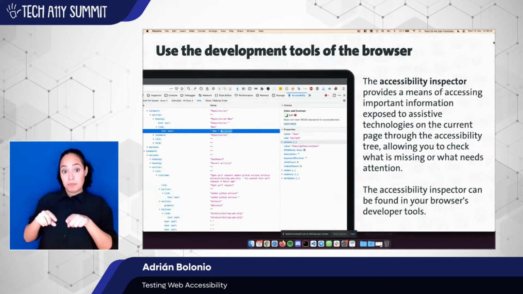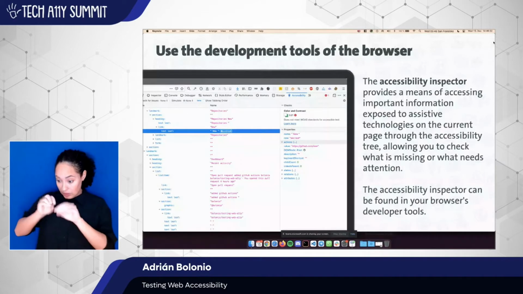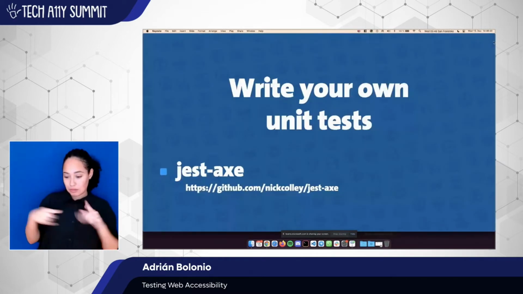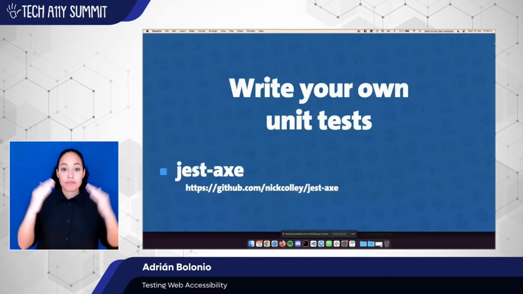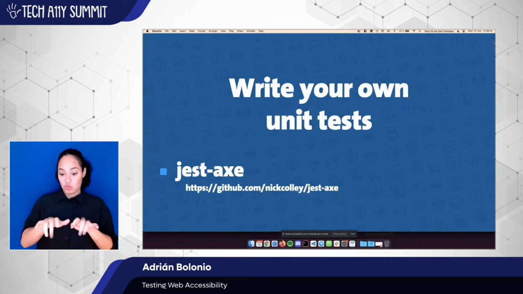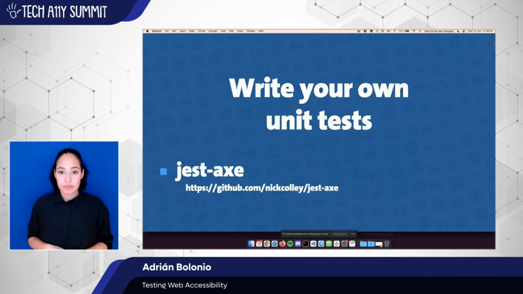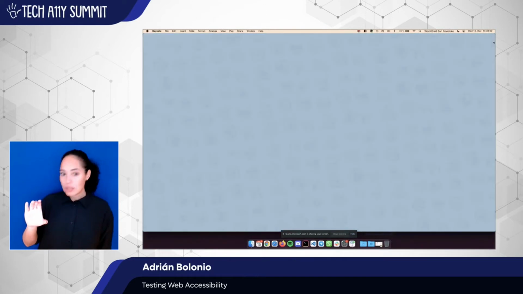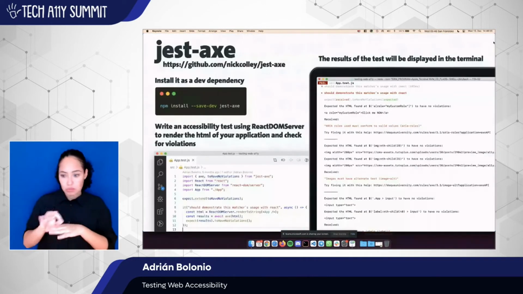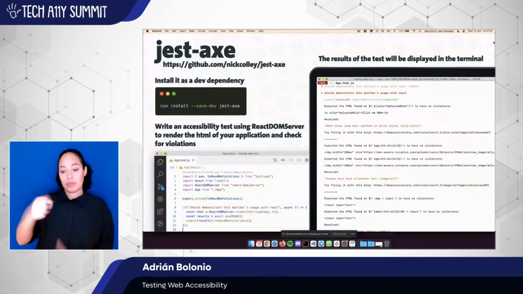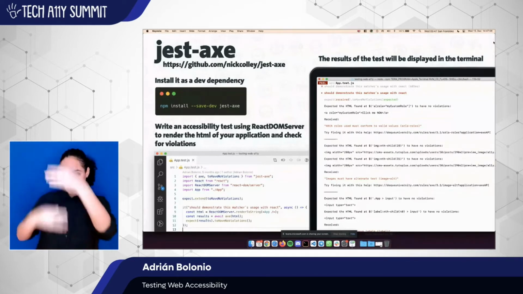The next one is write your own unit tests. I think it's very important to test your code, and writing unit tests for your atomic components or your atomic functions and methods is very important as well. So in this case, I'm using Jest. Jest is a JavaScript testing library, and I'm using the Axe engine again.